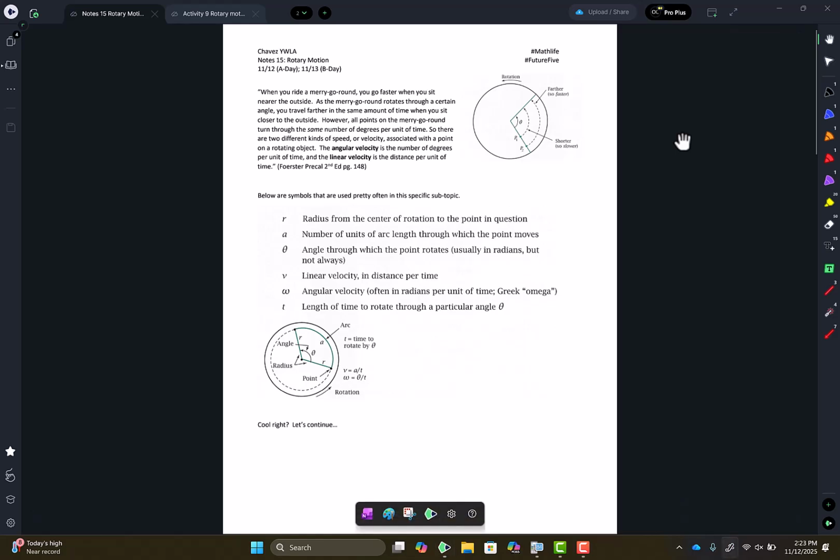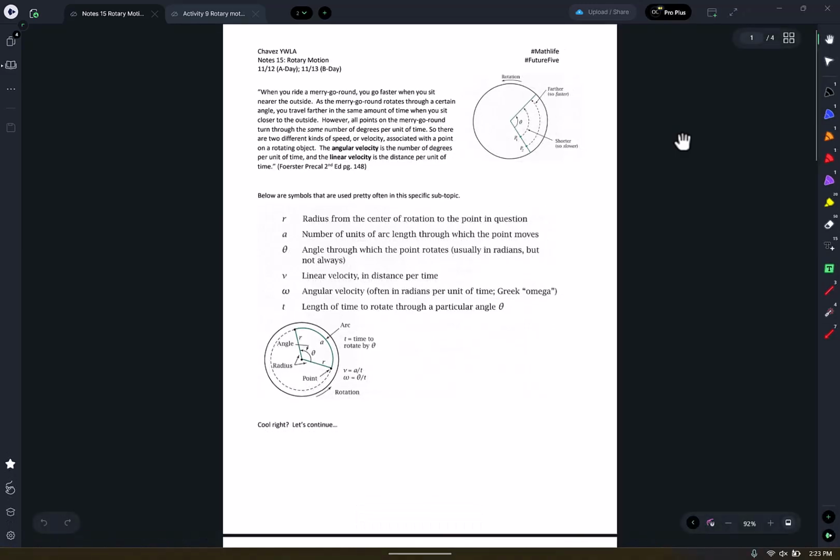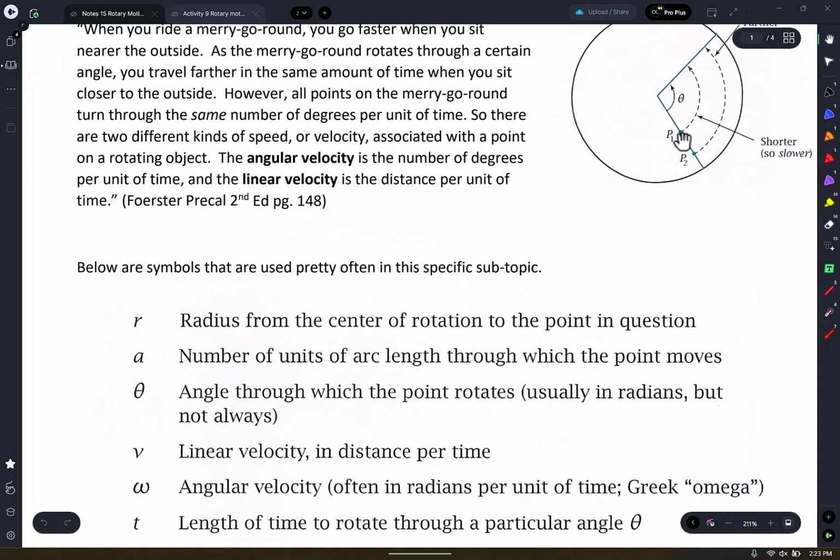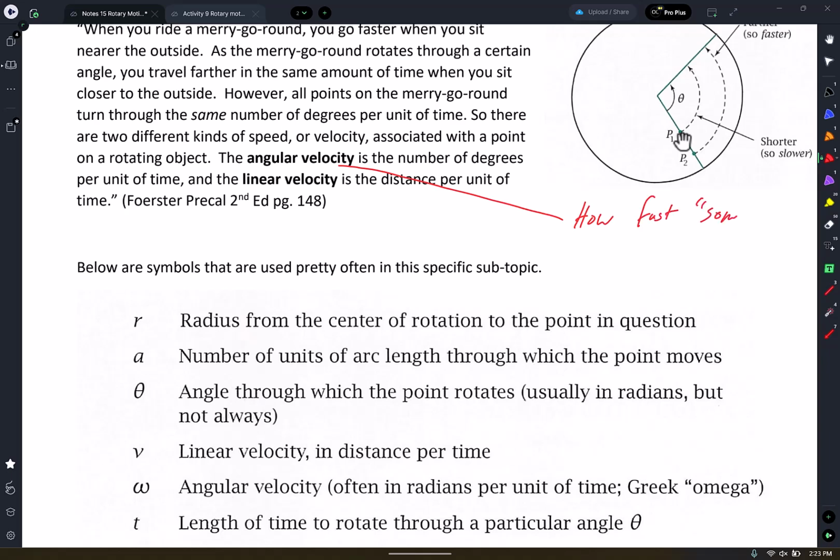Rotary motion. At this level, at this moment, there are two types of velocities. We have an angular velocity and a linear velocity. Angular velocity, guys, is just how fast something spins or rotates. I shouldn't use the slash, because you might think that's "per." Rotates or spins.